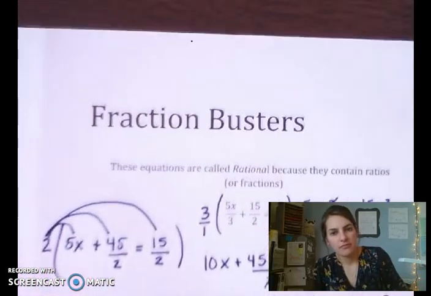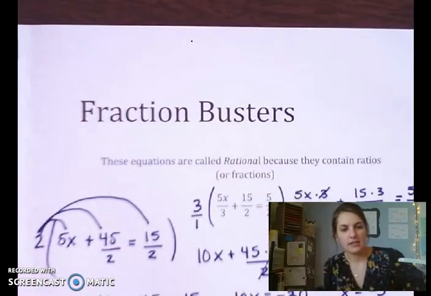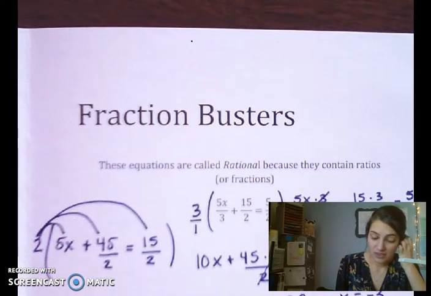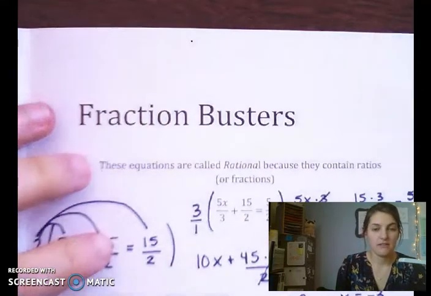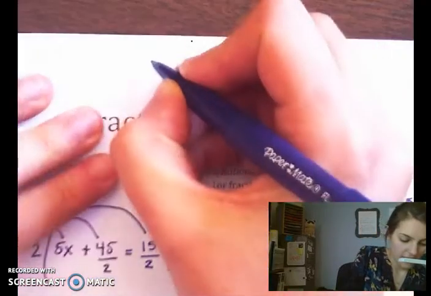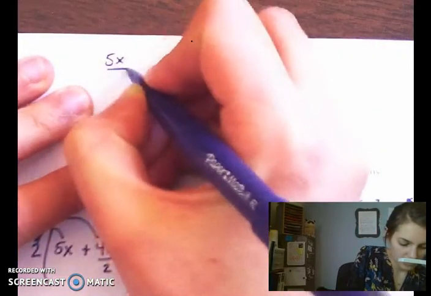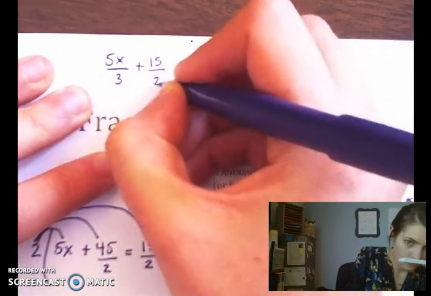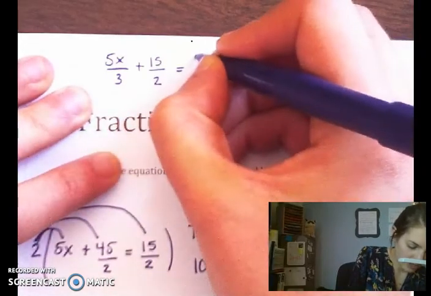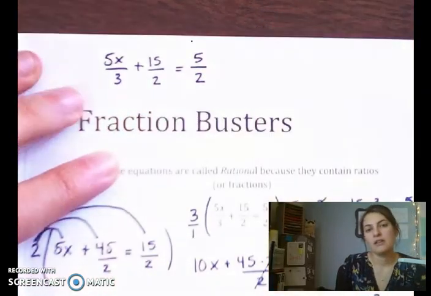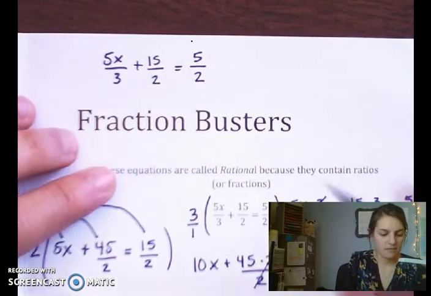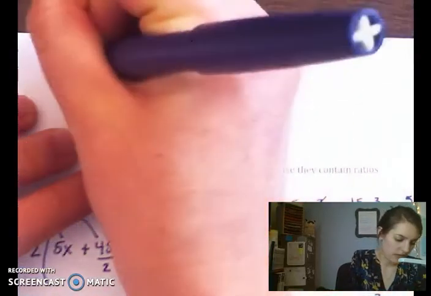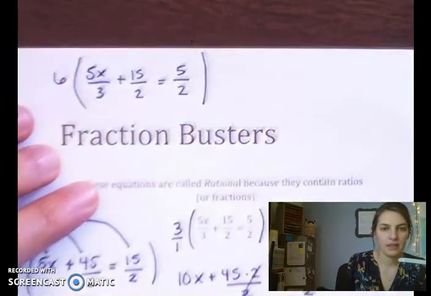So above, let's redo this one more time, and let's do it just multiplying everything by 6 so that we don't have to do it twice, and see if you like that way better. So we have 5x over 3 plus 15 over 2 equals 5 over 2. So to save time, this time, instead of multiplying through by 3 and then by 2, we're just going to multiply through by 6.